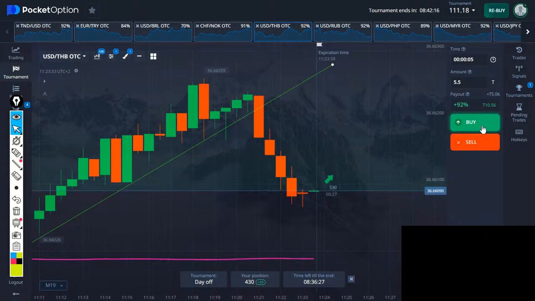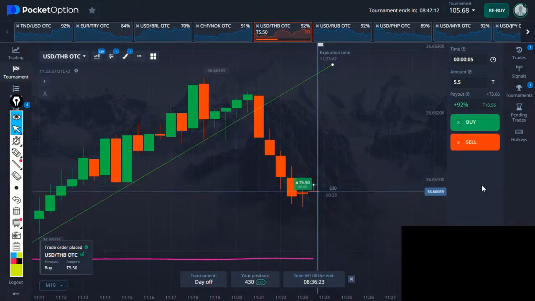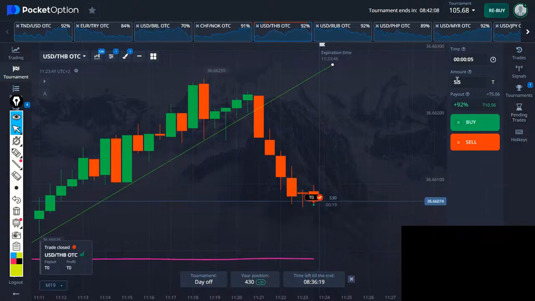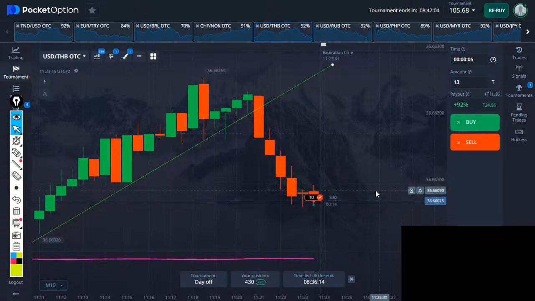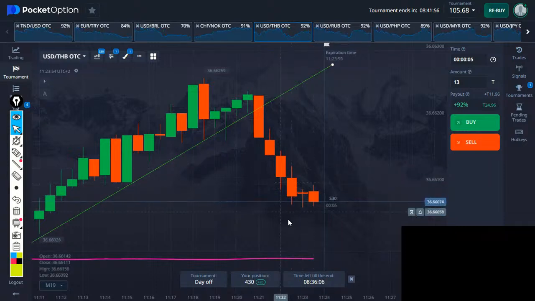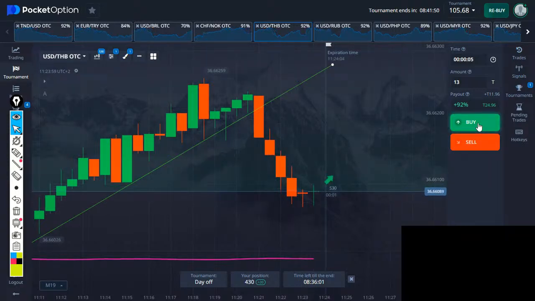28, 27, 26, 25. We have a green. Okay, we have a loss. I'll go for the fourth trade amount, which is 13. It's rejecting from this point. I need a green. Two bottoming tail bars would be nice. Nice, that's it. Give me a green.